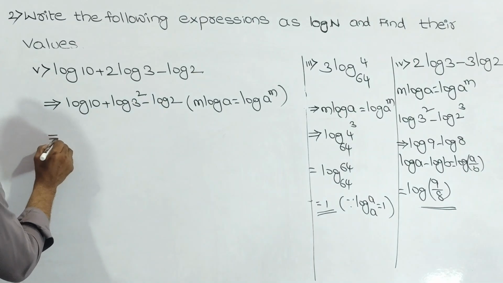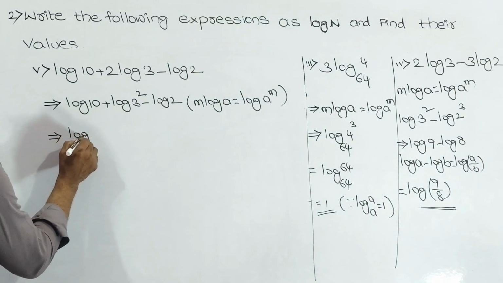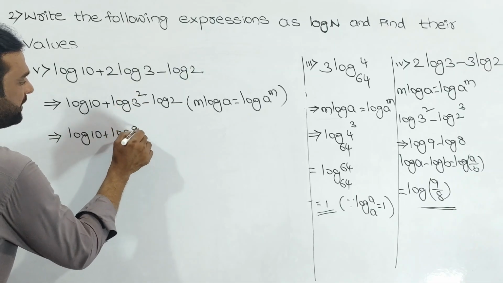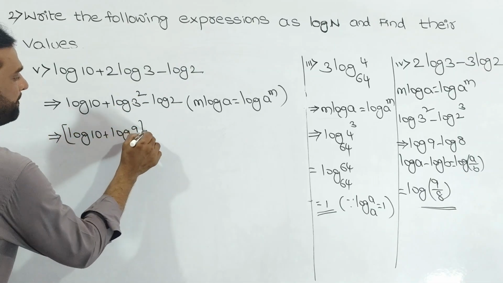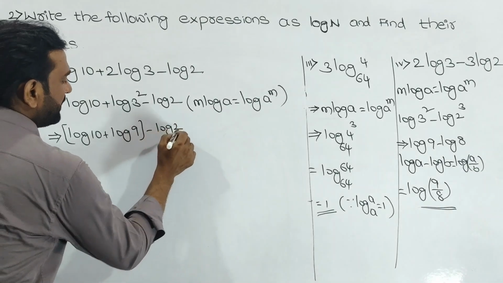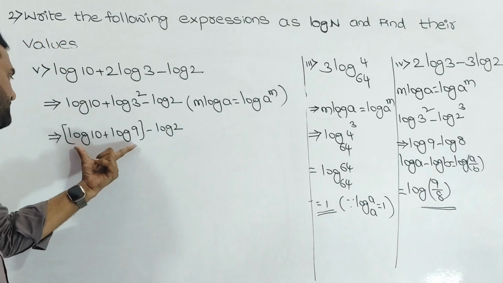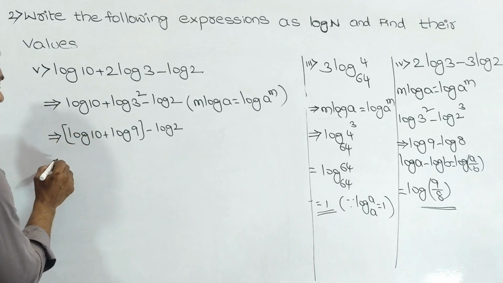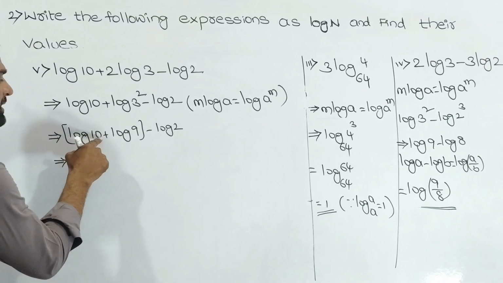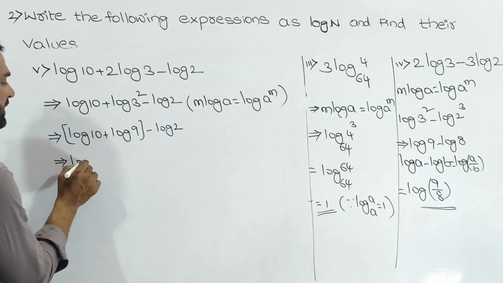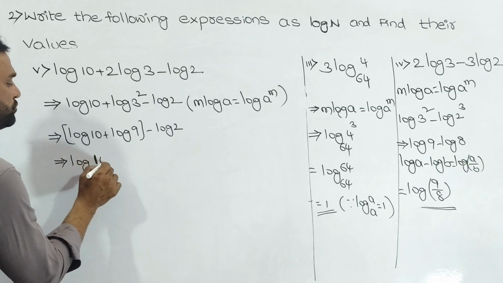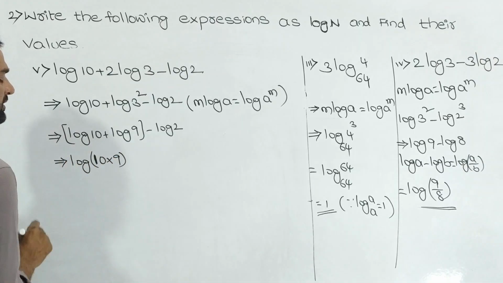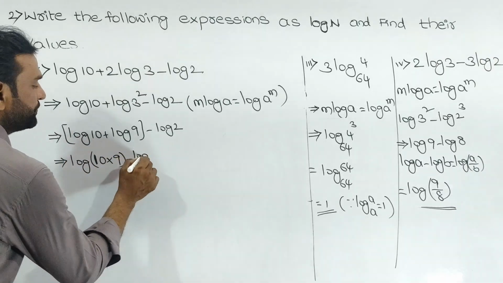Okay. Now log 10 plus log 9, 3 square, 3 3s are 9, okay, minus log 2. I took these two as one group. Why? Because for these two we have the plus sign. It is like log a plus log b. Log a plus log b is log a into b. So a means here 10, b means 9, a into b, 10 into 9, minus log 2.